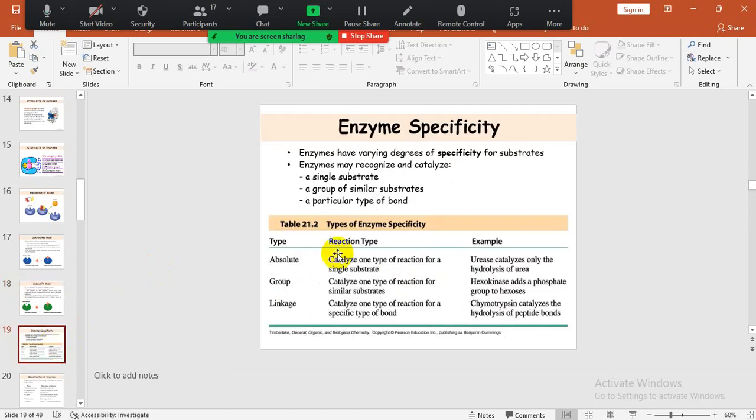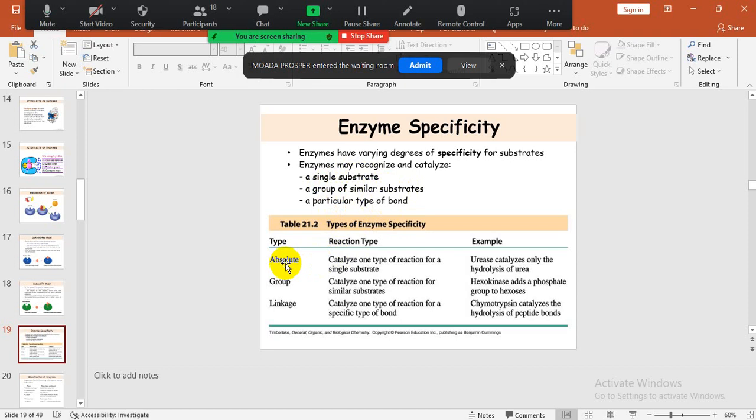So we look at enzyme specificity. You see, enzymes are specific for the substrate that they catalyze. Some enzymes catalyze a single substrate. Other enzymes also catalyze several different similar substrates. Some enzymes catalyze a particular type of bond. So let's look at them.